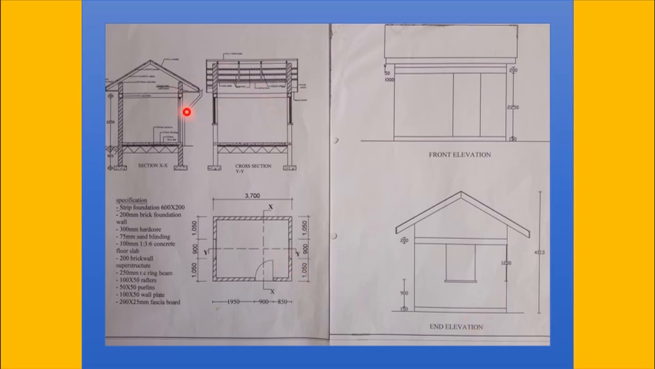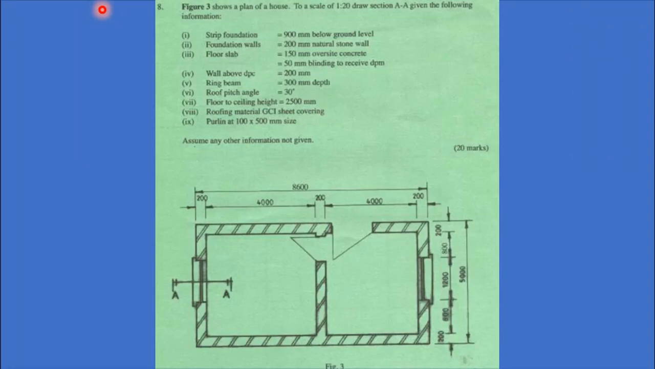And if you look at this, here we have the cross section XX. We have the section YY. And then here we have the plan together with the specifications. These specifications are the ones that help us to draw this cross section. So the question here reads, Figure 3 shows a plan. There's nothing here.